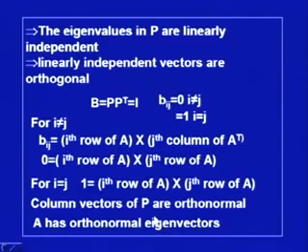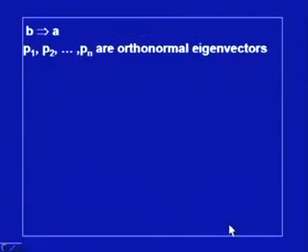So we have started with the orthogonal diagonalization of A, and we have proved that the matrix A has orthonormal eigenvectors. So if the matrix is orthogonally diagonalizable, then it will have orthonormal eigenvectors. This is the first part of the theorem. The second part is that B implies A, that is, if P1, P2, Pn are orthonormal eigenvectors of A, that means the matrix A is orthogonally diagonalizable.